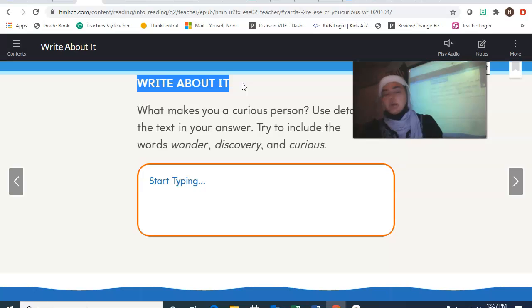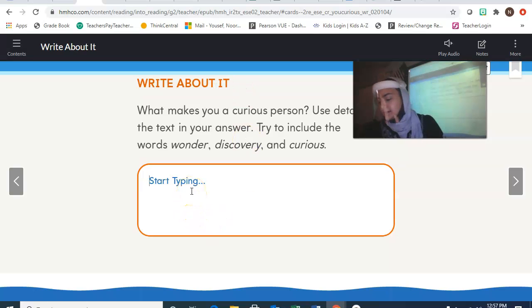So on your paper, write about it, underline it, and then on the next line underneath it, you are going to write what makes you a curious person. So everyone's is going to start this way. I am a curious person because, and then you're going to finish that off, okay?